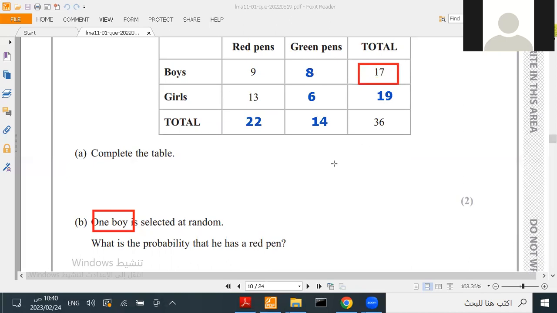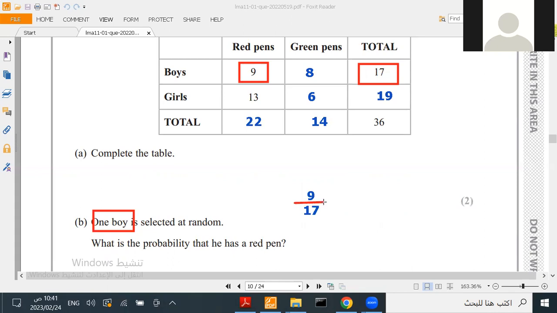In questions of probabilities you have to focus on the question. He said one boy is selected at random. We know it's a boy but we don't know the probability. So what is the probability that he has a red pen? That's easy. So we look at the boys, all of them are 17, and the ones who got red pens are 9. So the probability will be what? Very good. It's going to be 9 over 17. That's the idea. Get it?